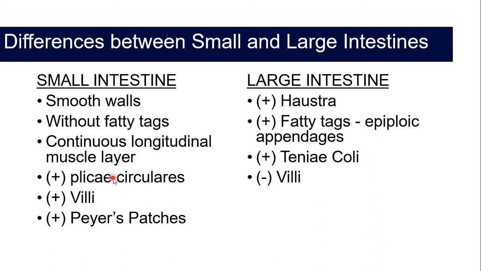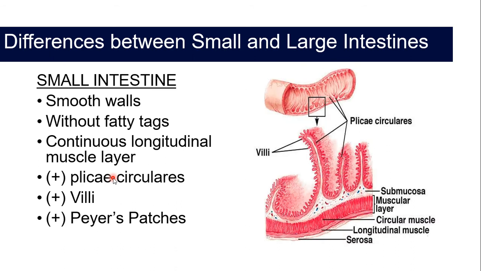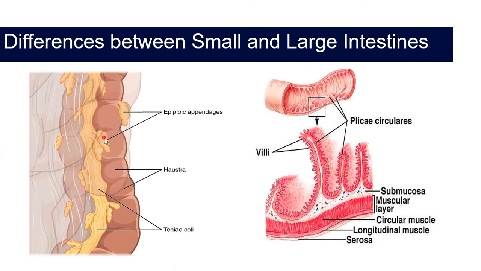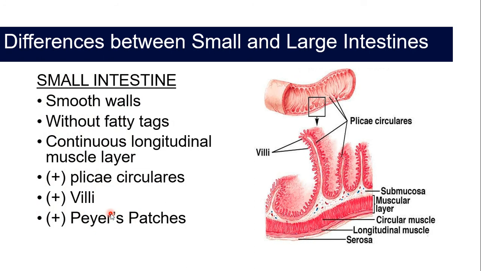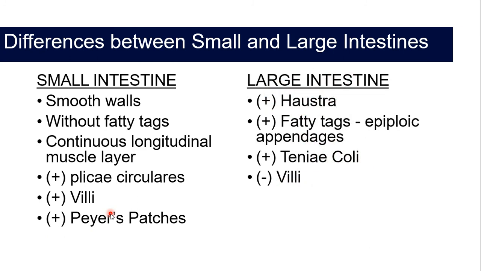Next, the small intestine contains no fatty tags compared to your large intestine, which has epiploic appendages. These epiploic appendages are viewed on the left side of the screen. So these are your epiploic appendages. Aside from that, your small intestine also has continuous longitudinal muscle layers, and on the other hand, your large intestine contains teniae coli.